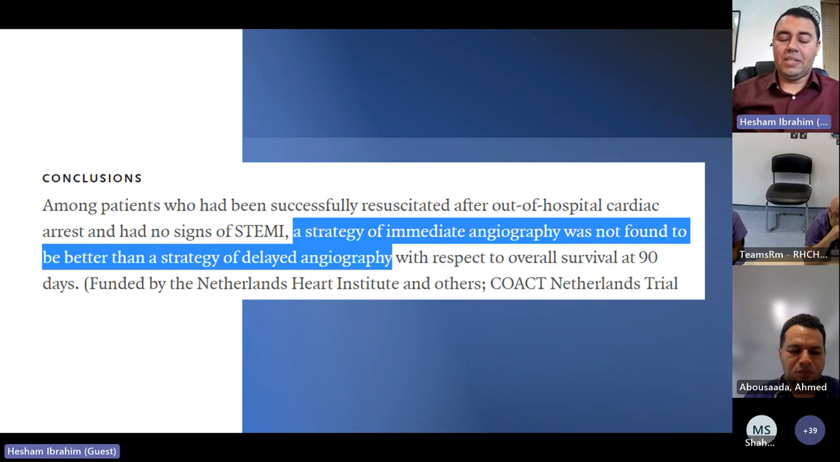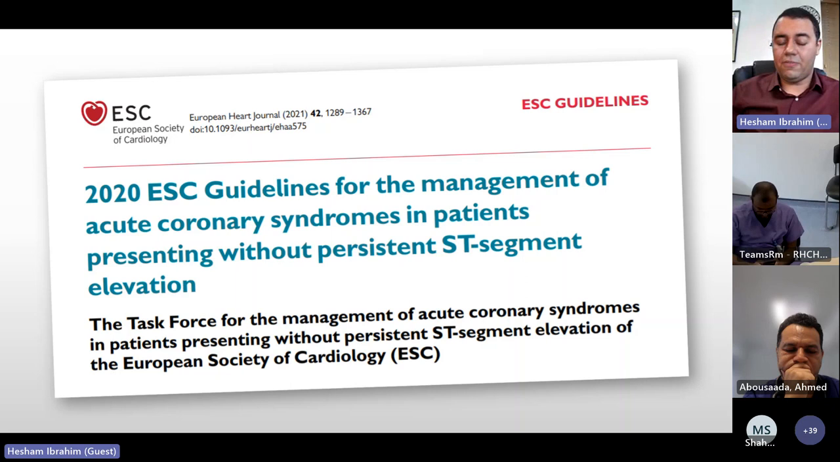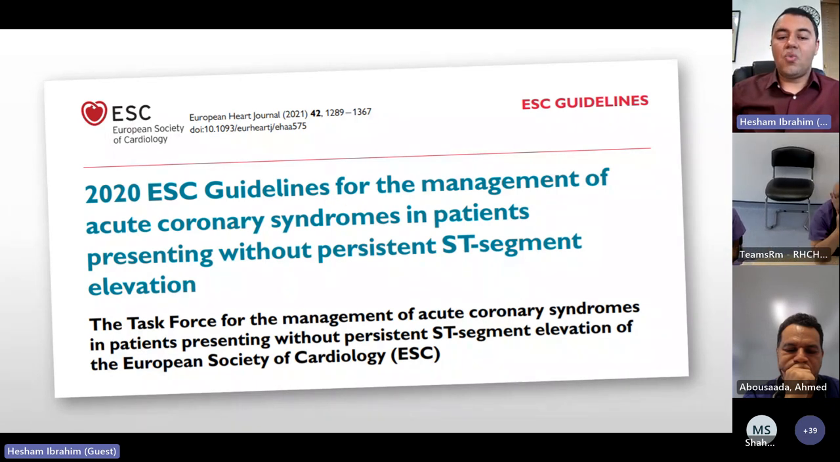So that was a bit of a surprise, and it surprised me personally because I was a bit more towards the view that these patients should go to the cath lab as long as the VF is unexplained. They should go immediately. But the study was well done, and actually this is the outcome of the study. And shortly after publishing the study, the European Society of Cardiology guidelines changed, and this one came out. This is the same one that we've talked about before when we talked about managing acute coronary syndrome patients without persistent ST elevation.